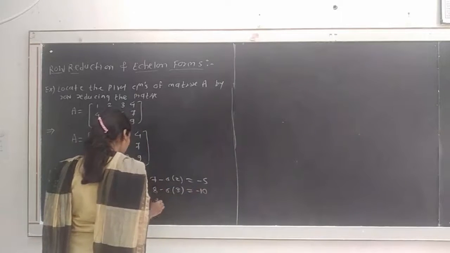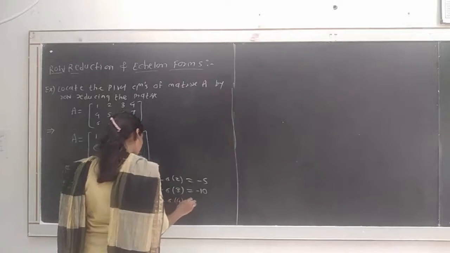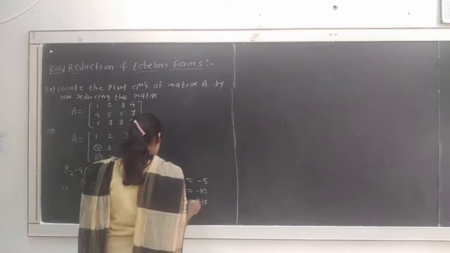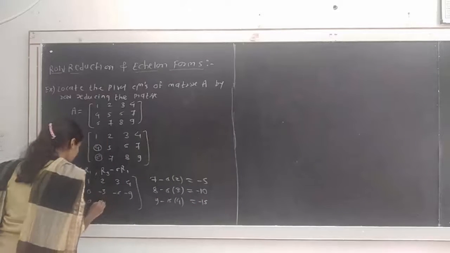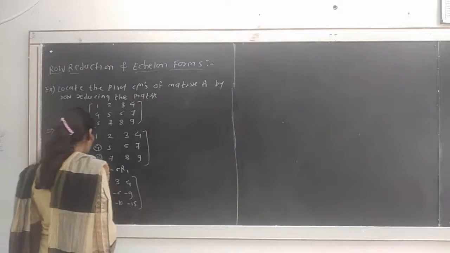Then the next entry will be 9 minus 6 into 4. 6 into 4 will be 24. 9 minus 24 we get minus 15. So we write these entries here: minus 5, minus 10, and minus 15. And then the third row.